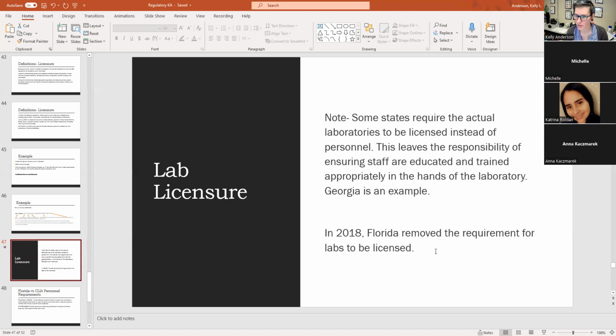Gotcha. When you get into higher positions, like reference labs or high complexity labs, if you are in an AABB accredited reference lab, to be a supervisor, you must have your SBB. So you come into situations like that. Basically, if you want any kind of higher level position, you might have to have additional certification. Gotcha. Thank you. And then a side note, some states require the actual lab to be licensed. Florida used to do this, but they removed that requirement in 2018. Some states, like Georgia, do not require the techs to have a license. They make the lab have a license and then make the lab responsible for making sure that all the techs have the right education and training.